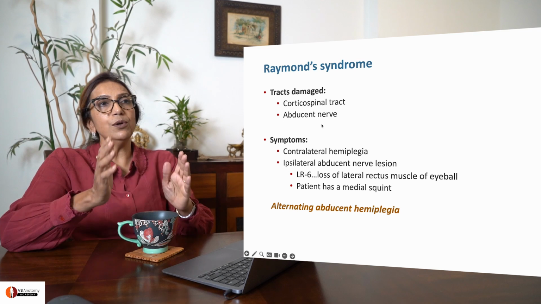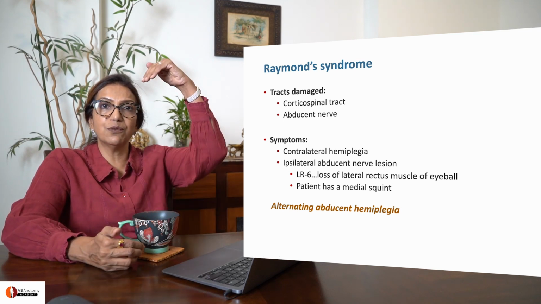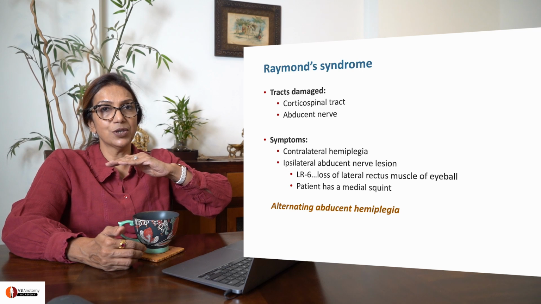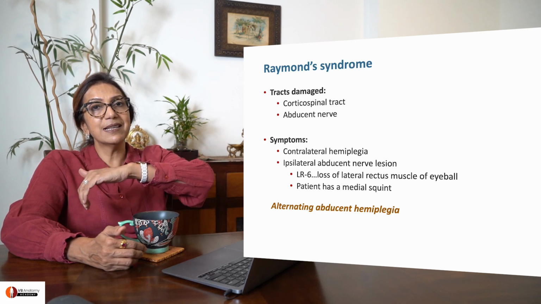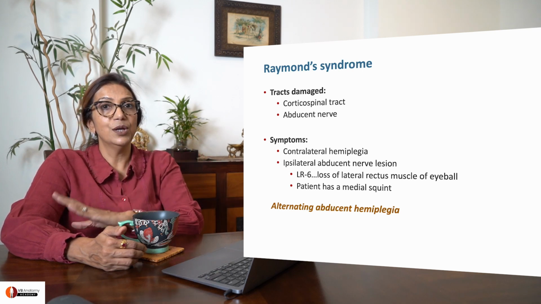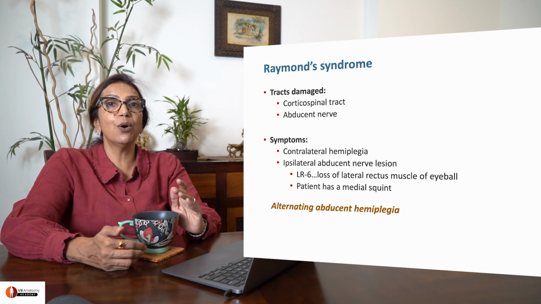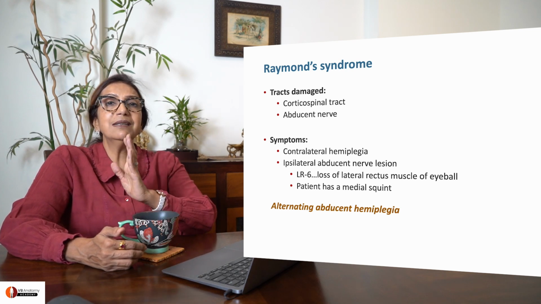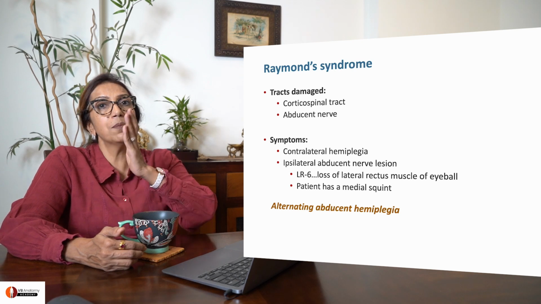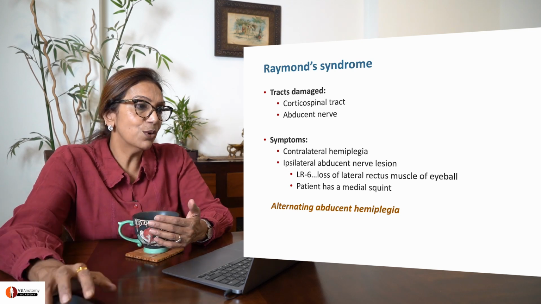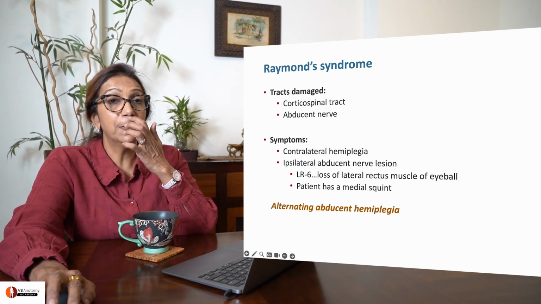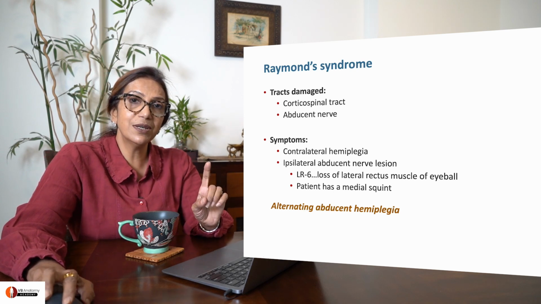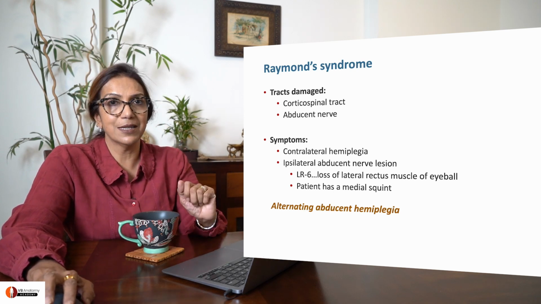So, when corticospinal tract is affected, these tracts are descending down, crossing at the level of motor decussation in medulla oblongata and descending down on the opposite side. So, symptoms you will see will be contralateral hemiplegia. Opposite side of the body is showing weakness or paralysis, right? So, contralateral hemiplegia. But has the abducent nerve crossed? No. So, the abducent nerve lesion will be on the same side.